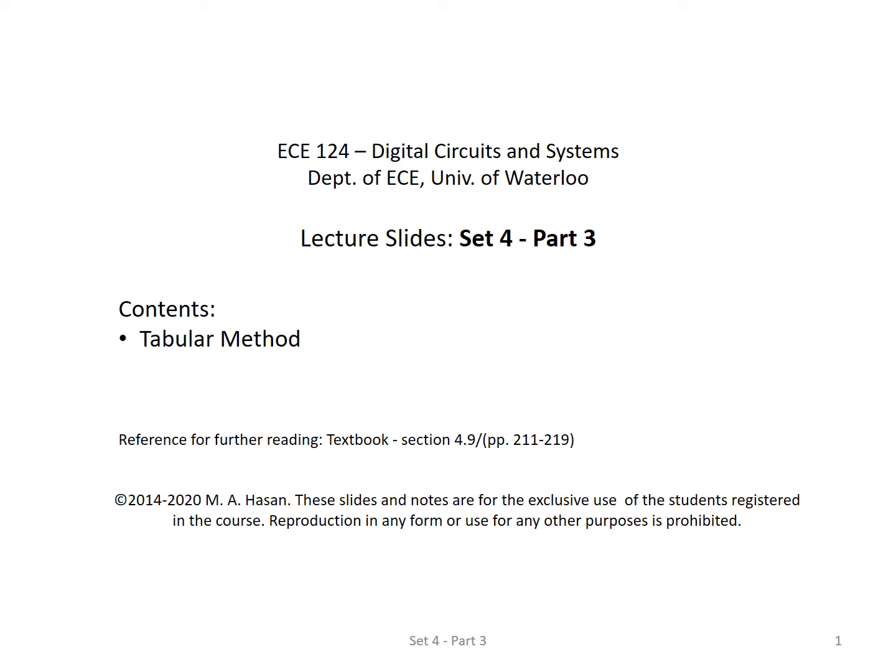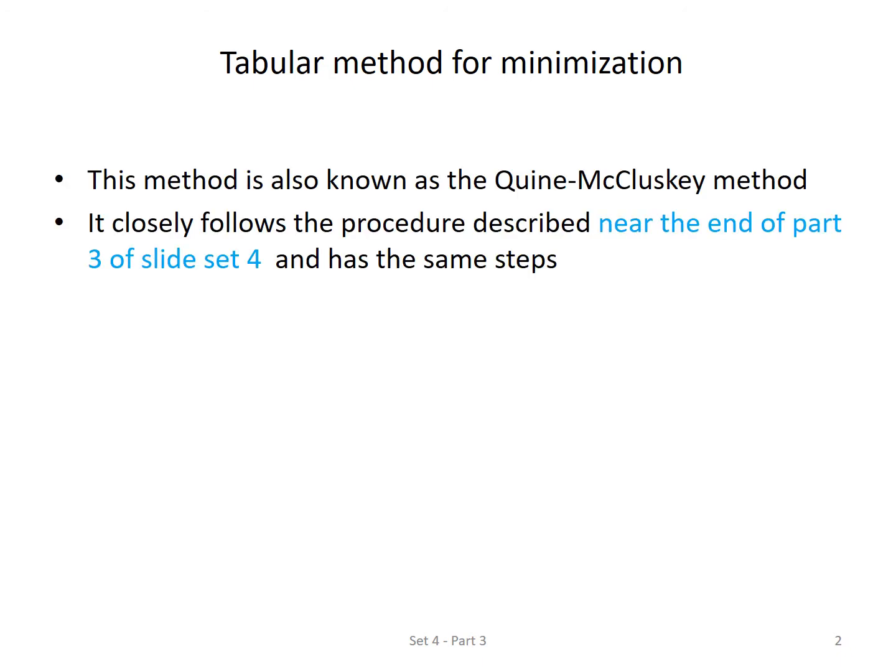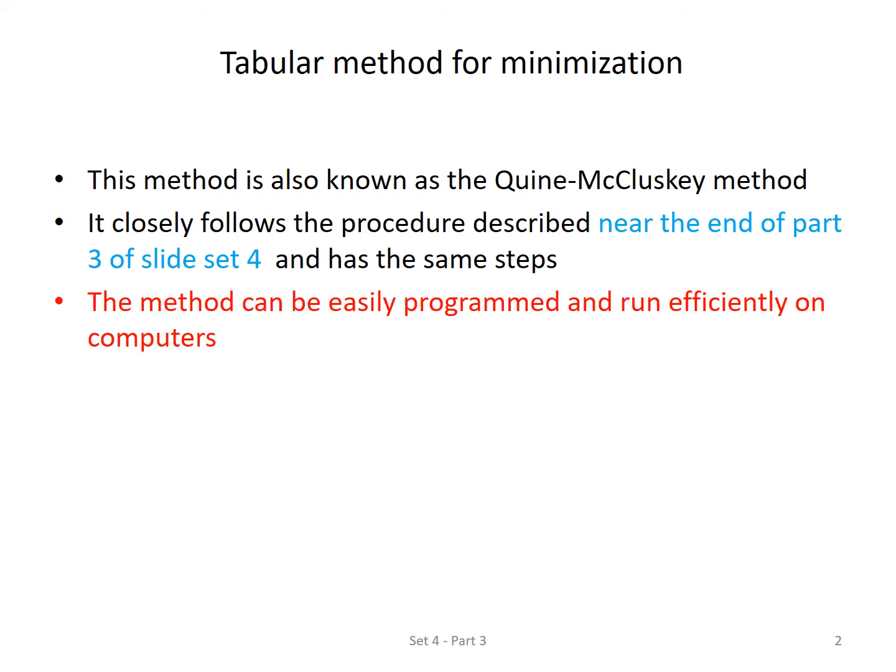The slides are for part 3 of set 4. In this presentation, I'll talk about the tabular method. The tabular method is a way to minimize the cost of digital circuits. This method is also known as the Quine-McCluskey method. It closely follows the procedure described near the end of part 3 of slide set 4 and has the same steps. The method can be easily programmed and run efficiently on computers.